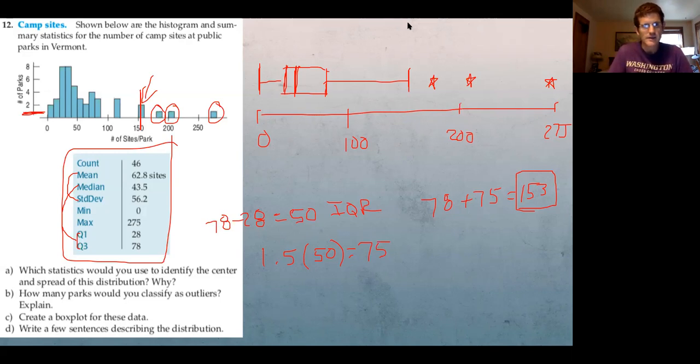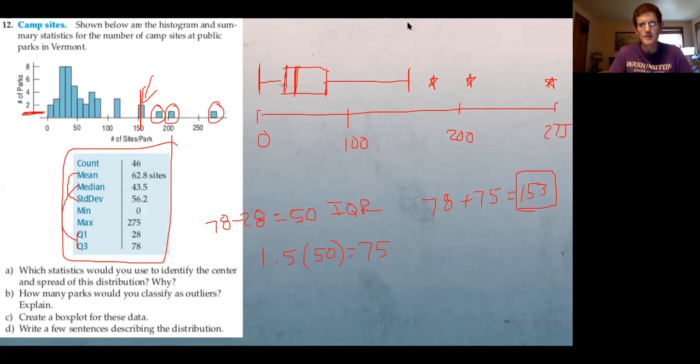S, the spread. Because it's skewed, I'm going to talk about the interquartile range. The interquartile range is 50. And then I might say it goes from 28 campsites to 78 campsites. The center, I'll use the median. The median number of campsites is 43.5. And outliers, I do have outliers, so I'd say there are outliers at 175, 200, and 275 campsites. And that's really the description of the distribution.